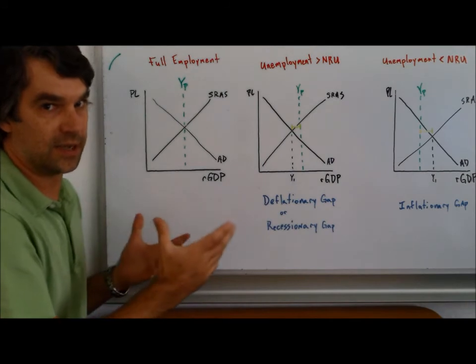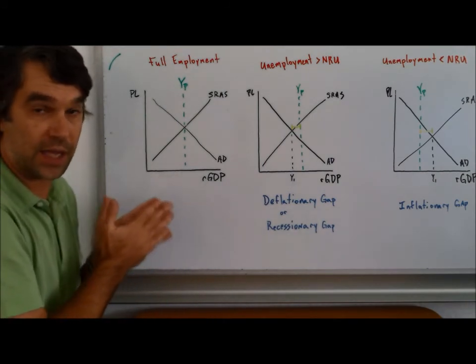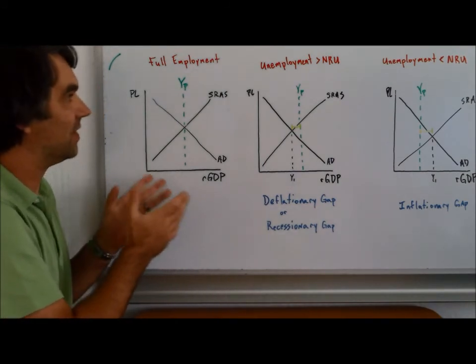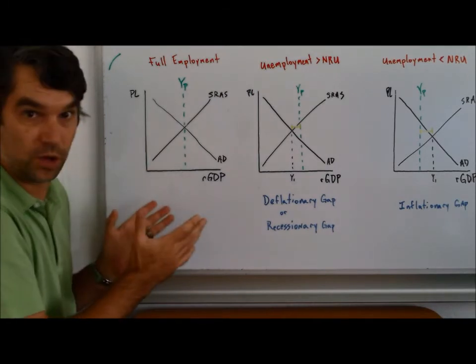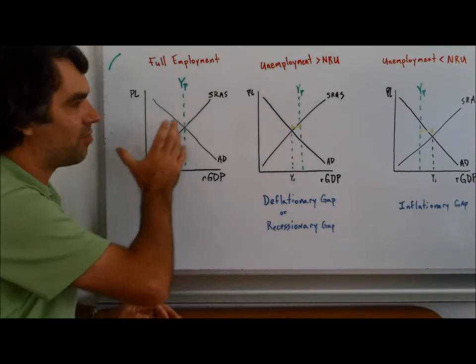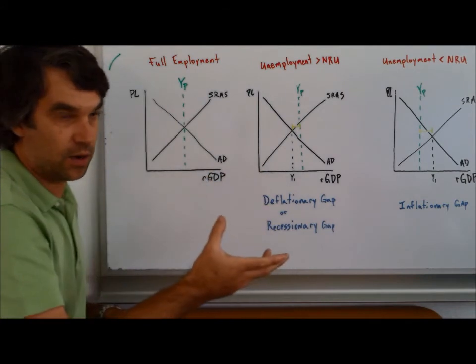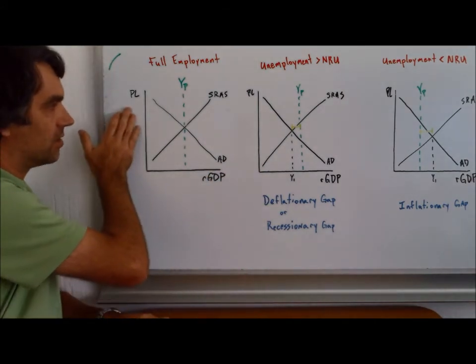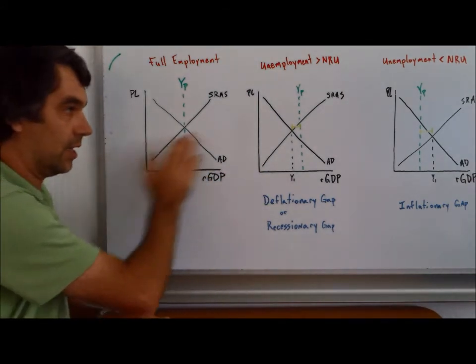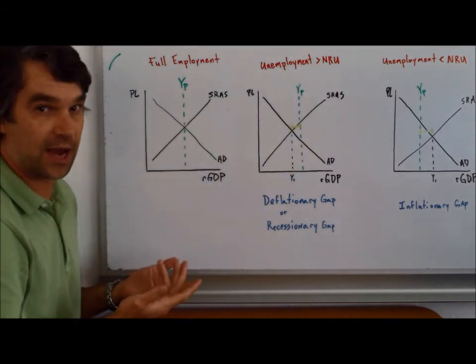Bringing those two ideas together, the idea of macroeconomic equilibrium in the short run and the idea of full employment and potential, you have 3 different situations that can occur. Okay, let's start here, and this is probably what we would most want to see. These other 2 scenarios are less desirable.